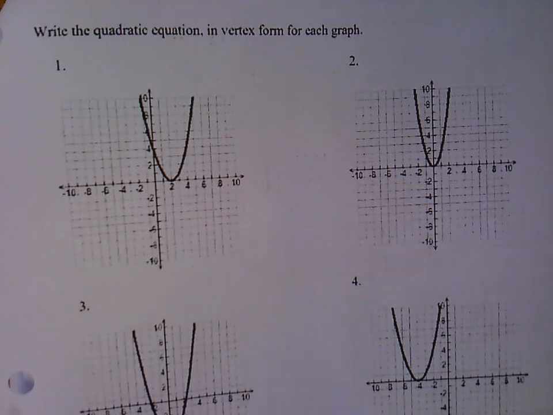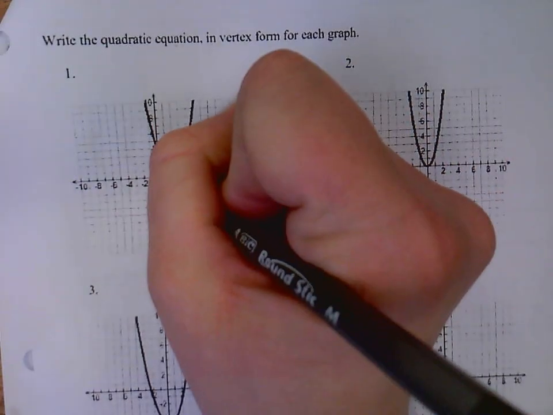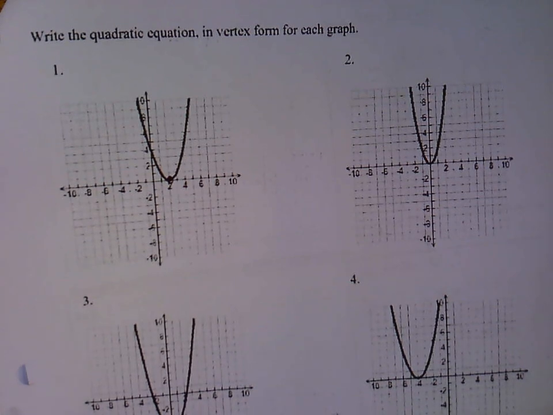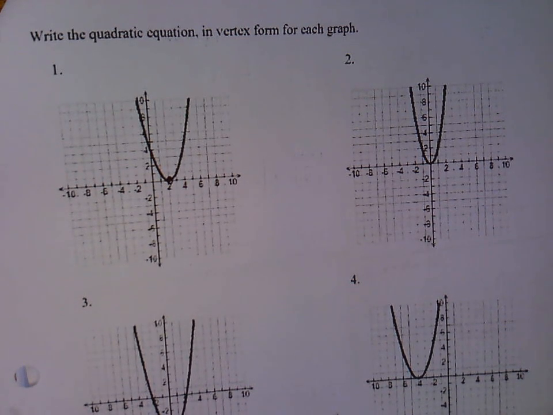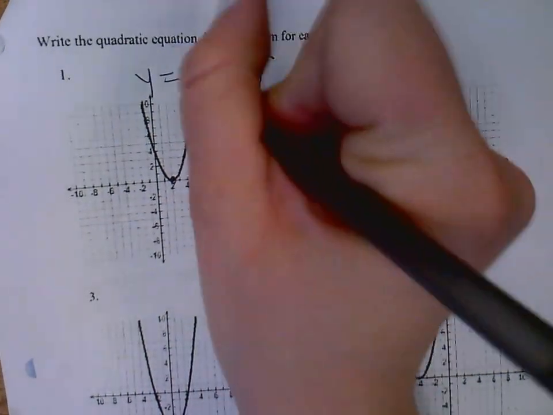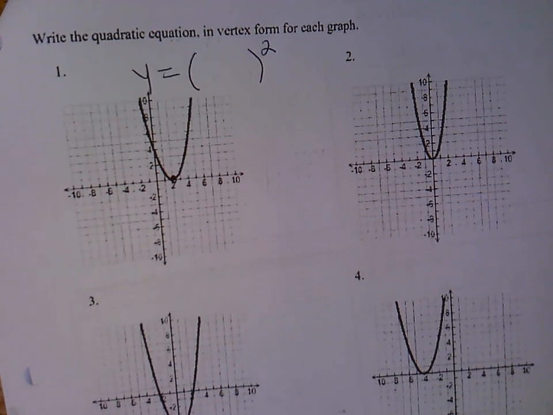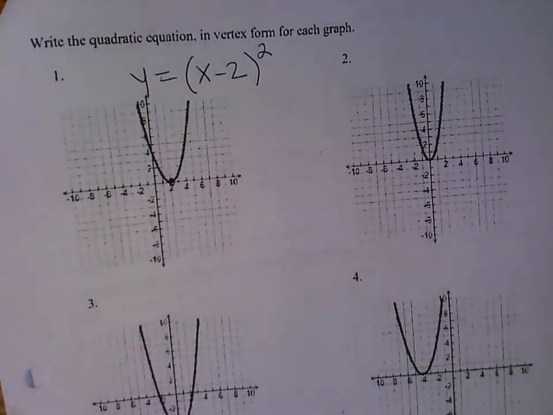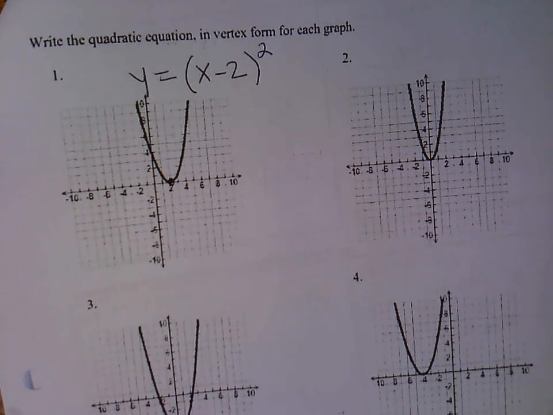Can you describe in words what happened to graph number 1? Where did it get moved to? So it moved to the right. How do I take the quadratic and move it to the right? What do I put inside the parentheses with x? So this function is just y equals (x minus 2) squared.